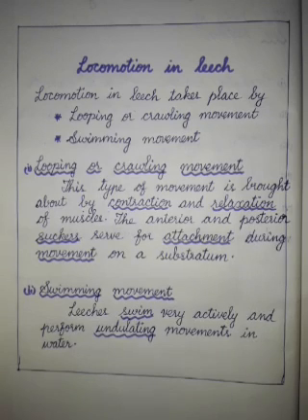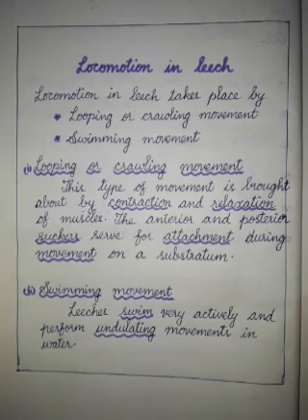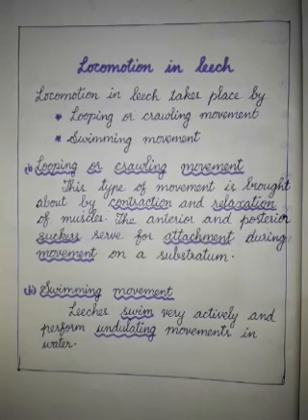Leech ஒரு மூமெண்ட் லூப்பிங் ஆர் crawling மூமெண்ட், இன்னொன்று ஸ்விம்மிங் மூமெண்ட். This type of movement is brought about by the contraction and relaxation of the muscles. ஸோ லீச்சோட ஸ்கின்ல மஸ்குலர் லேயர், சர்க்குலர் அண்ட் லாங்கிடியூடனல் மசில்ஸ் இருக்குன்னு படித்தோம். இந்த மசில்ஸோட கான்ட்ராக்ஷன் அண்ட் ரிலாக்ஸேஷனால் இந்த லூப்பிங் ஆர் crawling மூமெண்ட் நடக்குது.